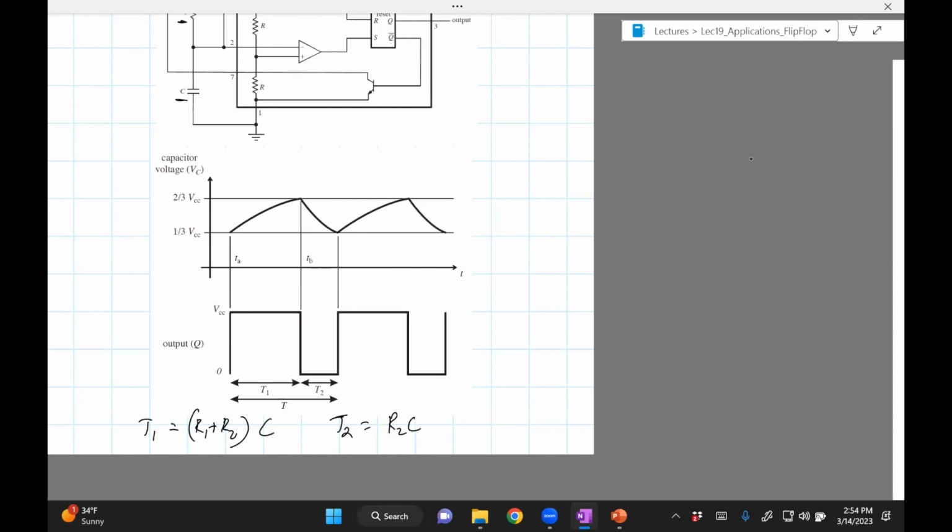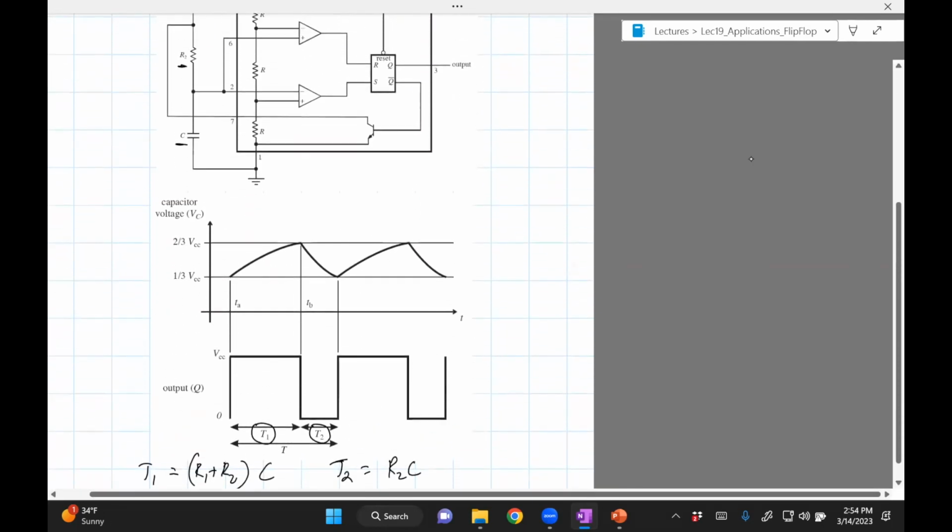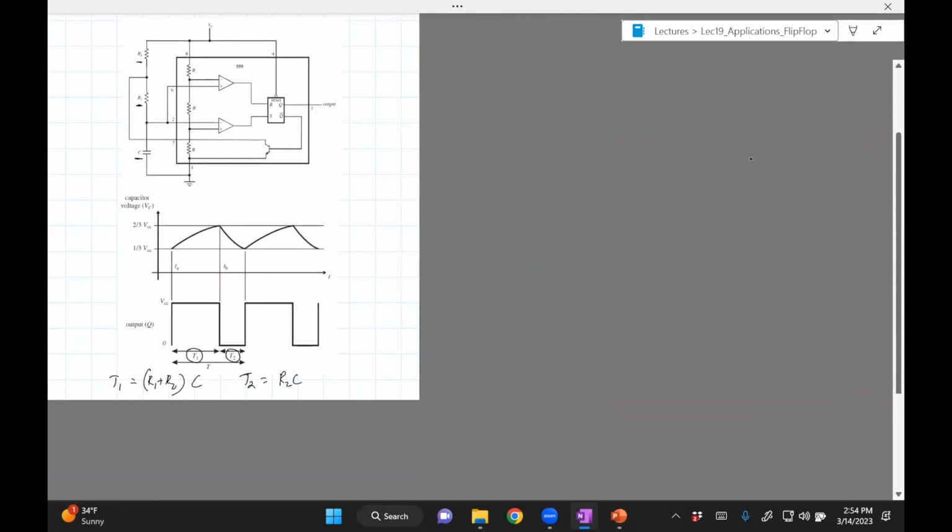Okay, so this one is beneficial because if you want the output to be high for a time which is different from the time the output is low, then you want to use an astable multivibrator, because it will let you tune these resistances so that you get different times. Okay, so that's the configuration we've not seen in the lab, but it can actually be explained with the same logic as the one I used.